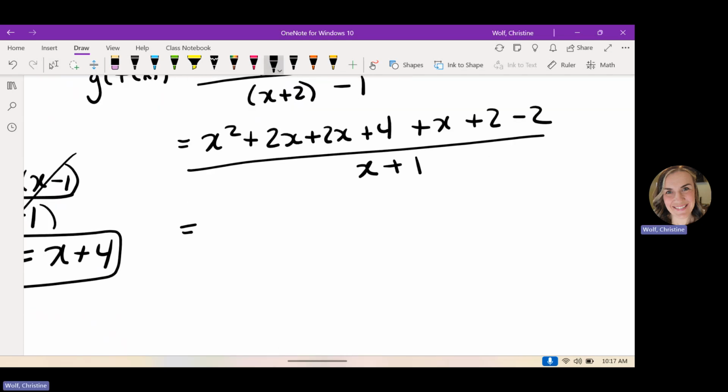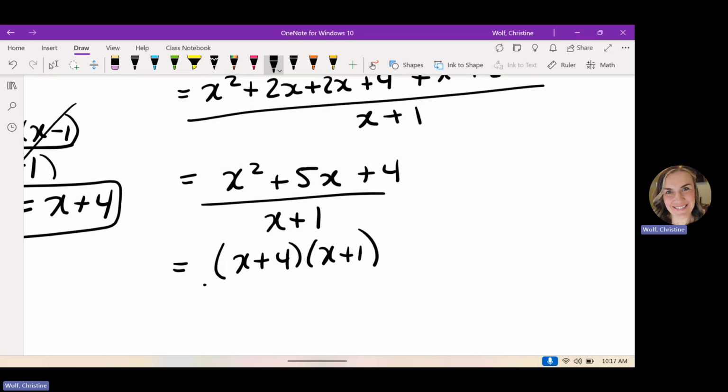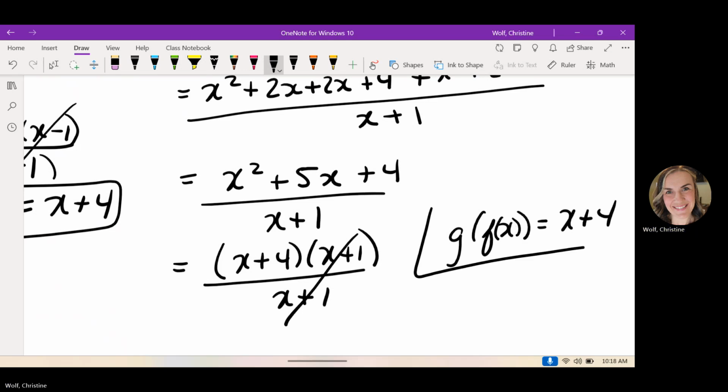Let's clean up this trinomial. x squared is alone. I have 2x, 2x, 1x, so I have 5 of those. And then I have 4 plus 2 minus 2, so that's still just 4, over x plus 1. Like Raphael said before, let's factor and hope we can slash. That's the only simplifying left. x plus 4, x plus 1. Perfect. And I get that my answer to g of f of x was the exact same as the other one. They're both x plus 4.